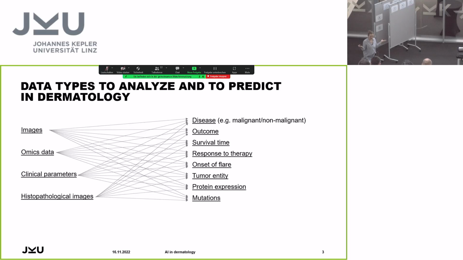As the skin is so accessible, everybody can take images of the skin, of lesions, of rashes, or whatever. At the moment, this has already been done a lot. There are even apps approved as medical products which let you take a picture of a nevus and give you back the probability of it being a malignant melanoma, which is really nice. But you can also use other data like omics data, RNA sequencing data, proteomics data, clinical data like age, gender, blood parameters, and so on, or also medical images, for example MR images, sonographic images, or histopathological images.